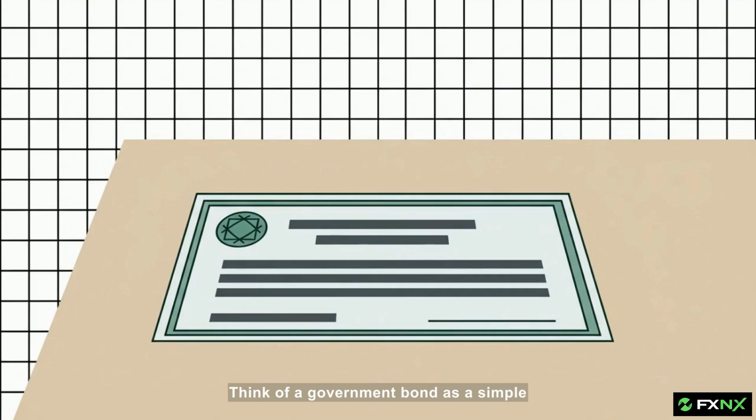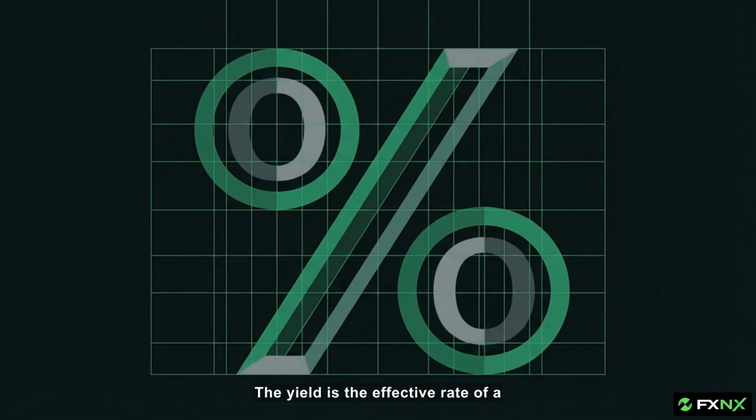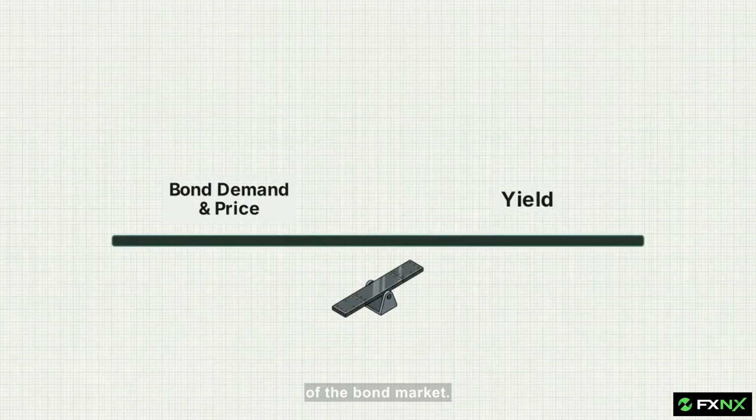Think of a government bond as a simple national IOU. You lend a country money, and they promise to pay you back with interest. The yield is the effective rate of return you receive for lending them that cash. A seesaw mechanism represents the core, immutable law of the bond market. Bond prices and bond yields always move in opposite directions.